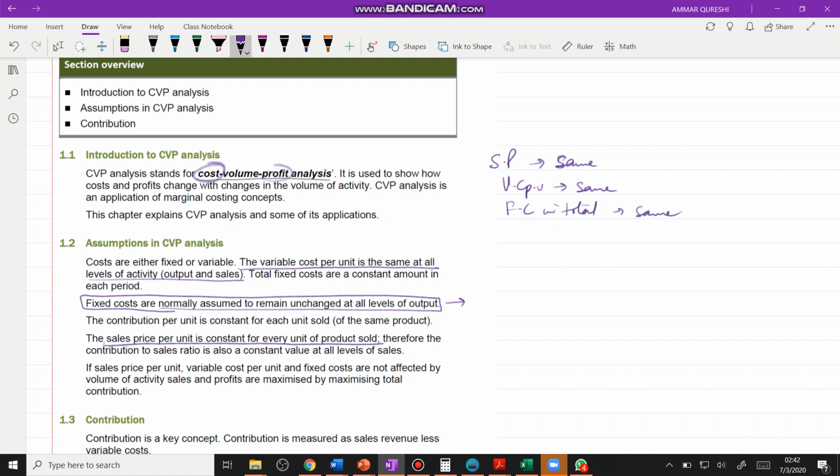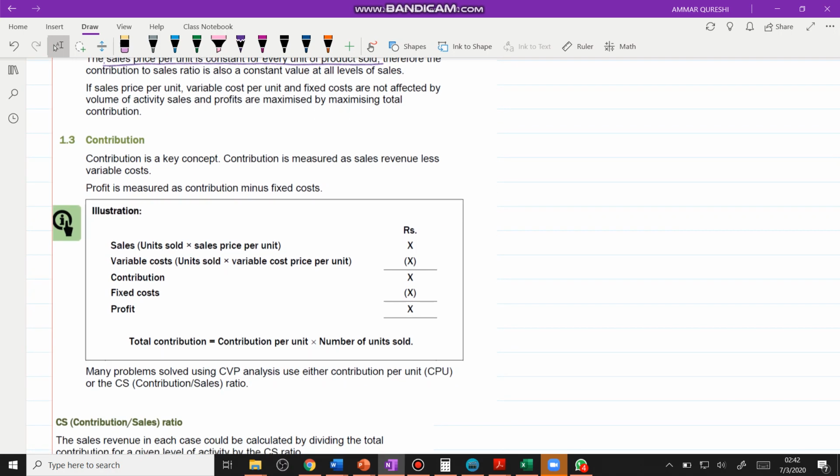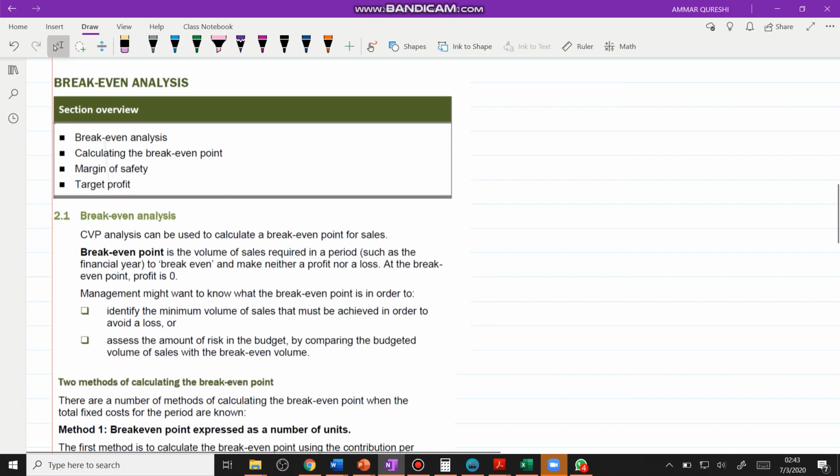So these two will remain the same at all production volumes, and this will remain the same at all sales volumes, right? This is basically the basic assumption of CVP. Now we know what contribution per unit is. Contribution is selling price minus all variable cost per unit, right? So I'm not going into this discussion. The CS ratio we'll discuss later.